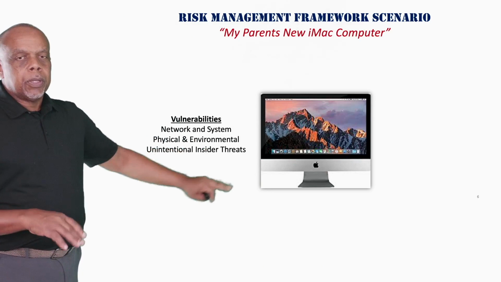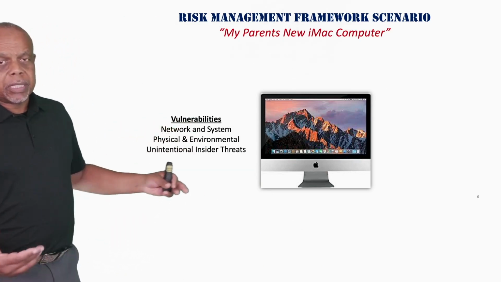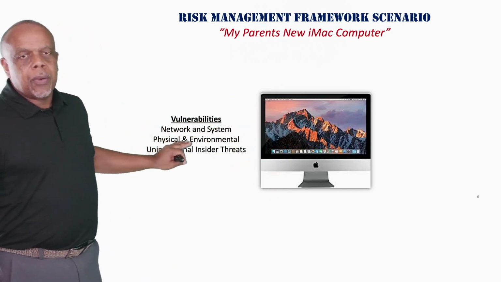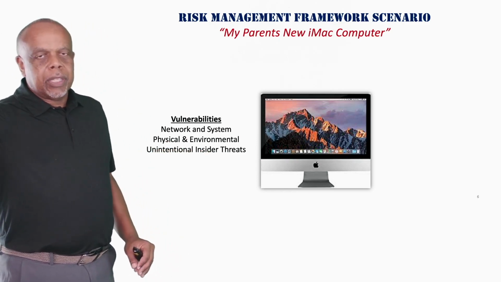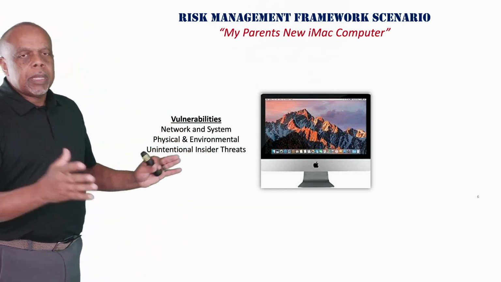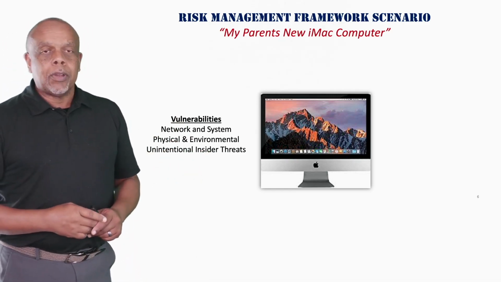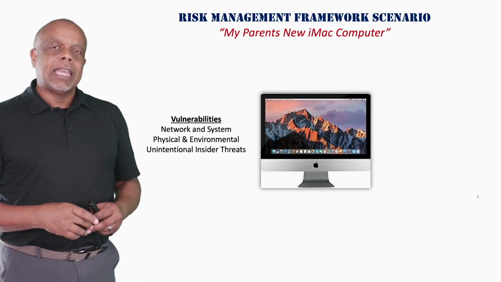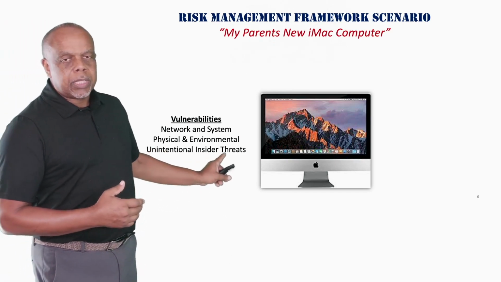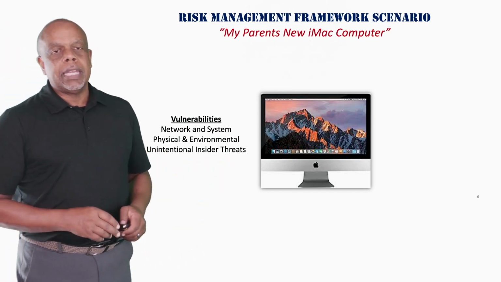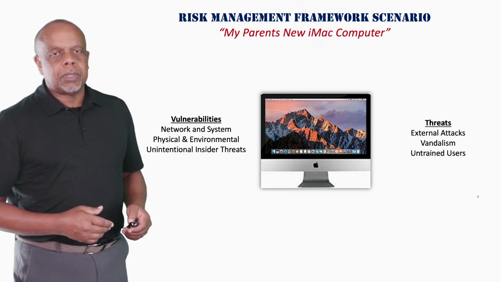Now, when we look at any information system, there are vulnerabilities. What type of vulnerabilities exist in a regular home computer? Well, you could have network and system issues. There's physical and environmental: hailstorms, a hole in the roof and it gets wet. And then there are unintentional insider threats. What do I mean by that? My mom and my dad, who are not the most highly tech-literate computer users in the world, can become their own worst enemy, their own insider threat, just from lack of education, lack of training, and not understanding some of the ramifications.